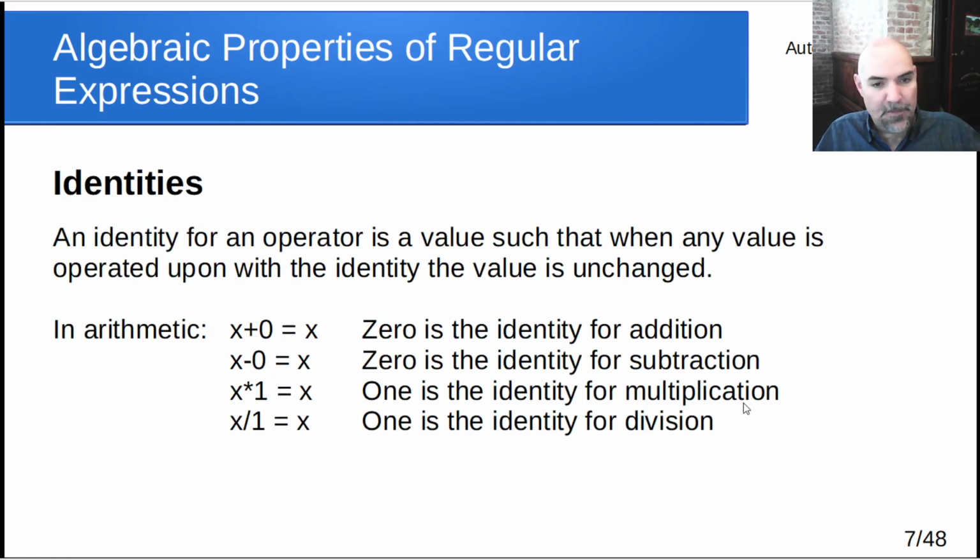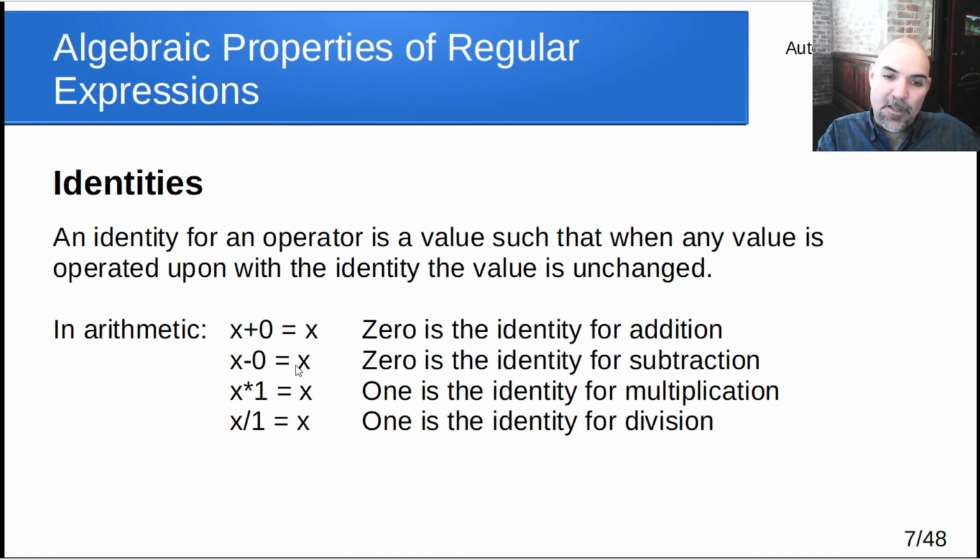Okay, and that brings us to the concept of identities. An identity for an operator is a value. So an identity is not really an operator or an algebraic property. It's a certain value such that when any value is operated upon by that identity, the value itself is unchanged. So in other words, here we have X, and these are in arithmetic or algebra. Anything X plus 0 will not change X. You'll end up with X. So in other words, the value 0 is the identity value for addition.